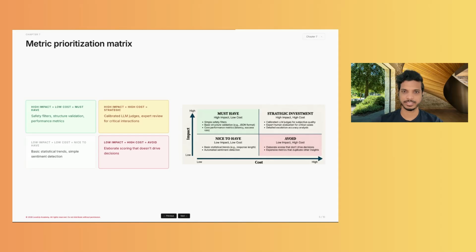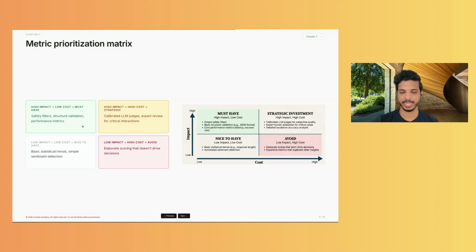To summarize even more, we can think of the metrics as a trade-off of cost and impact, and we have these four quadrants that emerge. On the top left, we have the must-have metrics, which are essentially low cost but high impact. What I mean by that is, these don't require a lot of infrastructure spend or human cost, but they give you very strong signals on whether your product is doing something wrong.